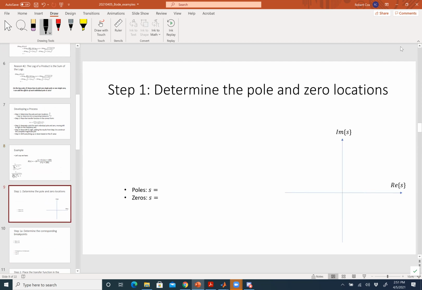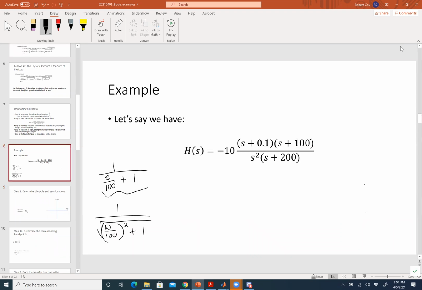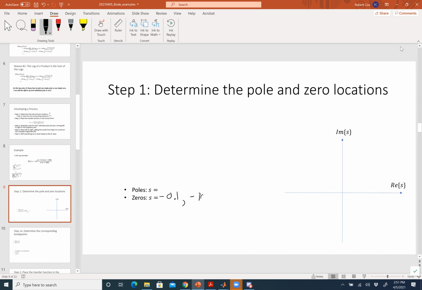I have a zero at negative 0.1, and a zero at negative 100. So there's a zero here and here: negative 100 and negative 0.1.